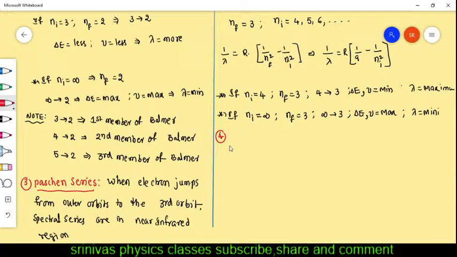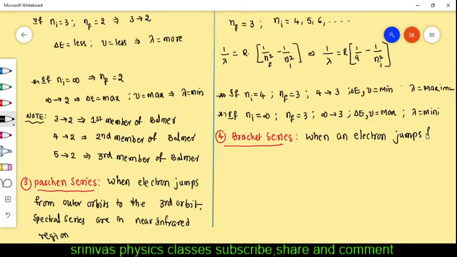And the next fourth one is the Brackett series. What is the Brackett series? The Brackett series is when transition occurs, when an electron jumps from outer orbits to the fourth orbit.